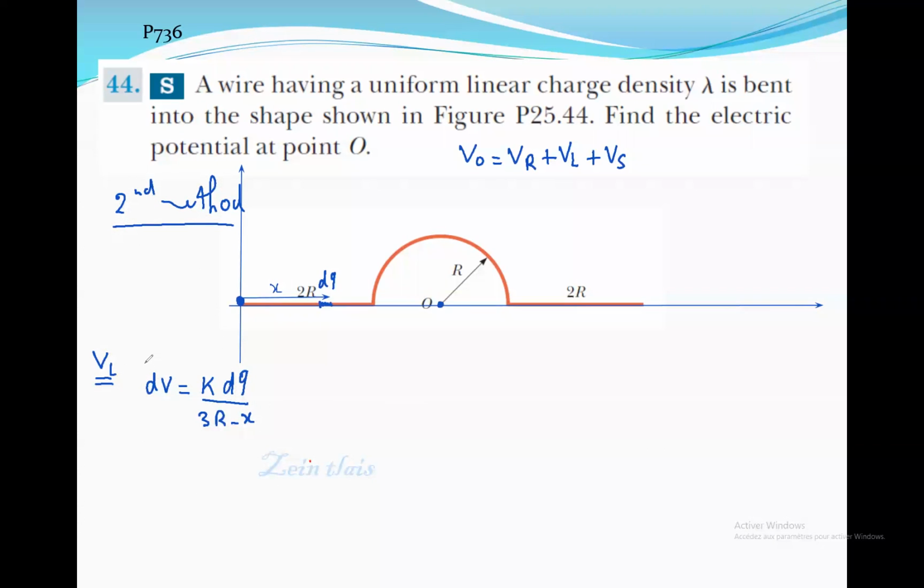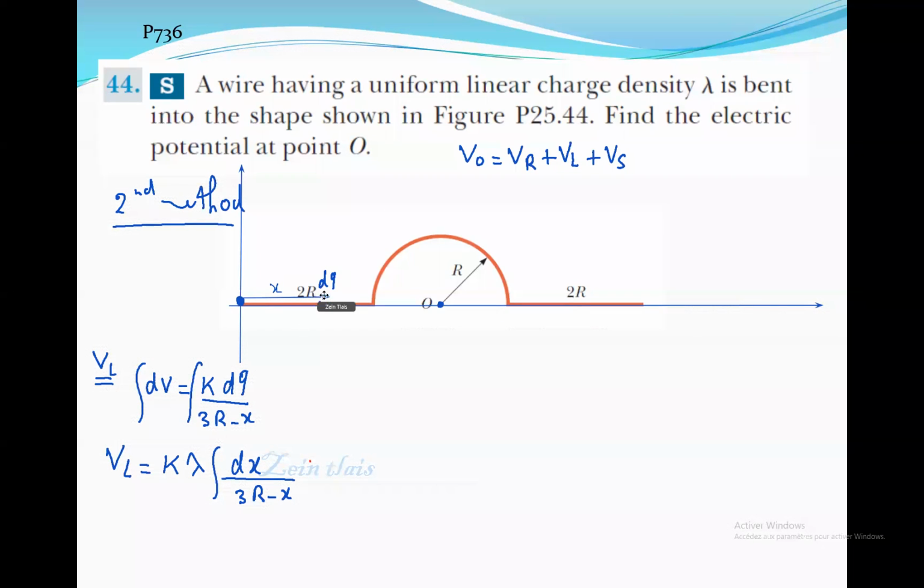Okay, I want to calculate V. Here I need some calculation of integral. It takes time, but you can do it. Anyway, V left equals k lambda, inside we have dx divided by 3r minus x. As you see here, we have only one variable.